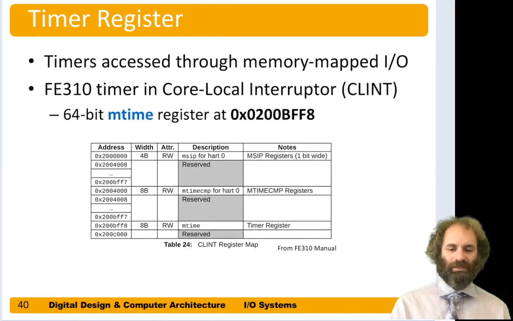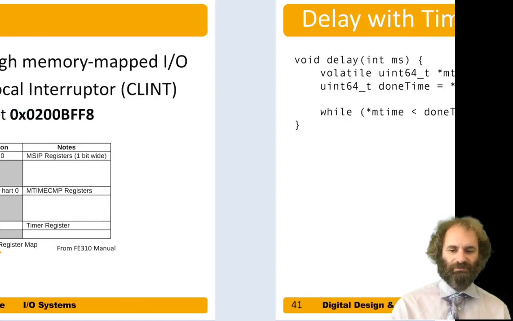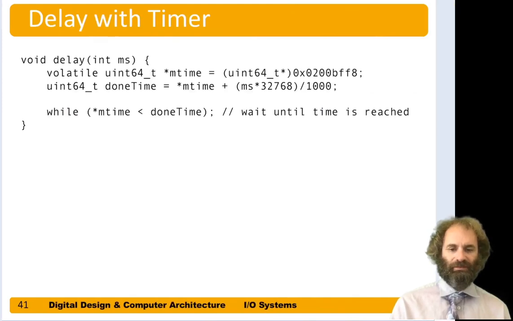So we can take a look at the manual to see how to access this register. We see that it's in the core local interrupter memory mapped peripheral at an address of 0x200BFF8. And it's a 64-bit register called mtime. When we read that register, we get the amount of time measured in these 32 kilohertz ticks since the system started. So let's declare a pointer to that register.